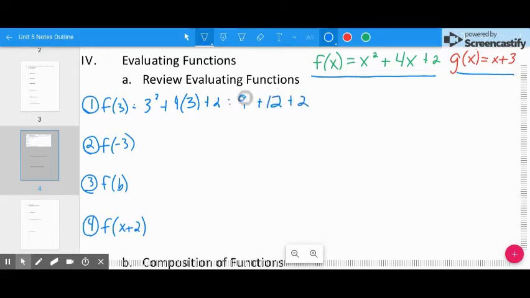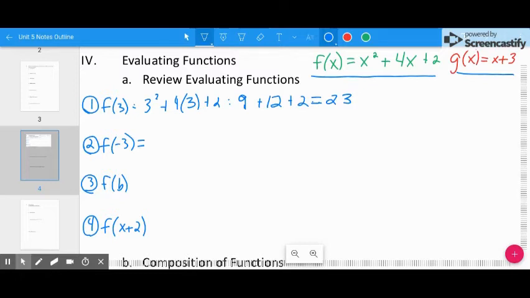And then we can just add everything all up. So 9 plus 12 plus 2, 23. So that means that f of 3, the output to the function f when we input the value 3, gets us 23. So you can go ahead and try the remaining ones on here if you want and pause the video or follow along with me.